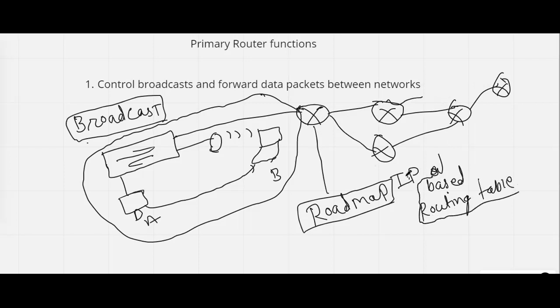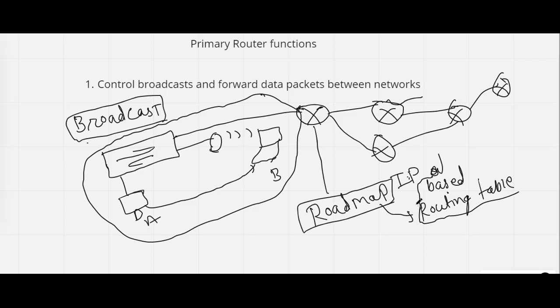In the routing table, it keeps a roadmap to reach every destination in the world. So that is the main function of the router. Sometimes it controls the broadcast. How? It restricts your broadcast within your local area network. It won't allow that broadcast packet to leave the local area network or your local network. And another thing, it moves packets between the networks.